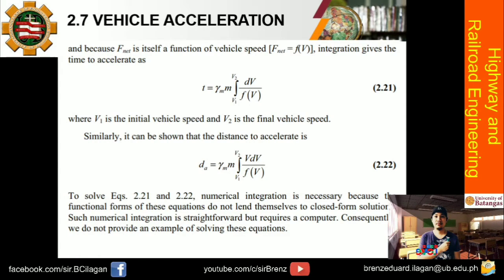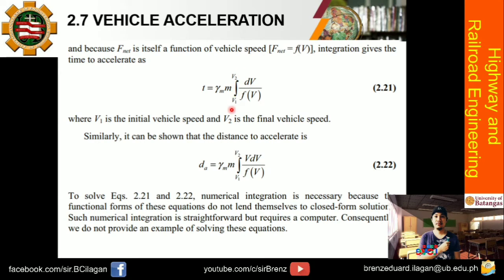Okay, so upon verification, the symbol is the symbol gamma. Okay, so let's proceed. Because F net is itself a function of vehicle speed, F net is equal to F, or the derivative of F with respect to V. Integration gives the time to accelerate as t is equal to gamma m times m, and then the integral of dv over the function of v.